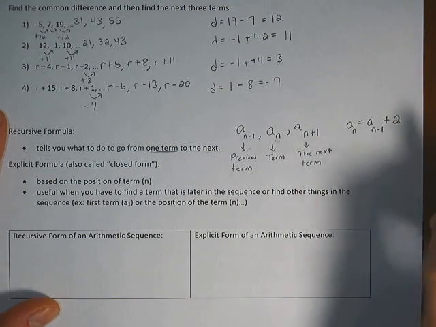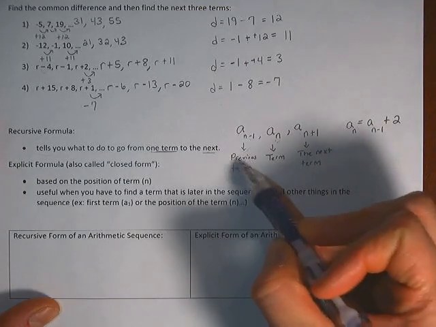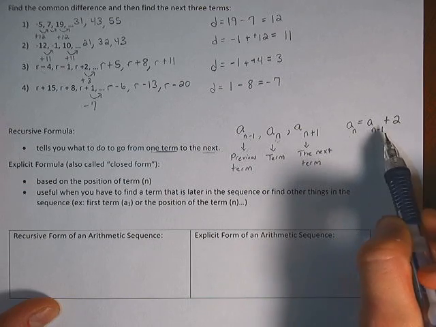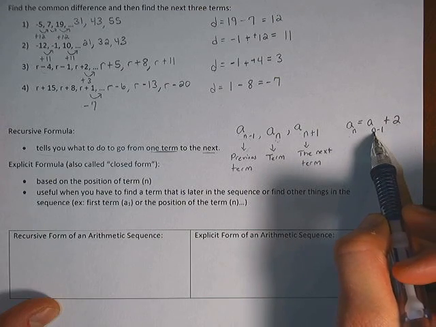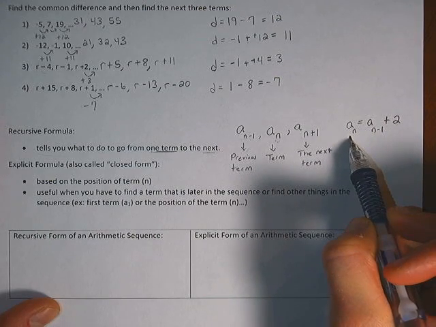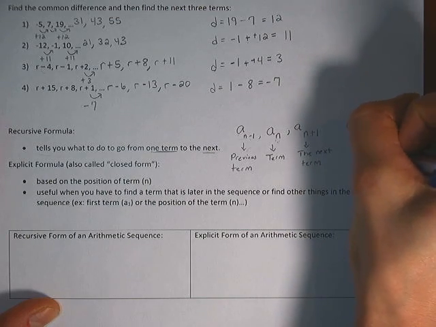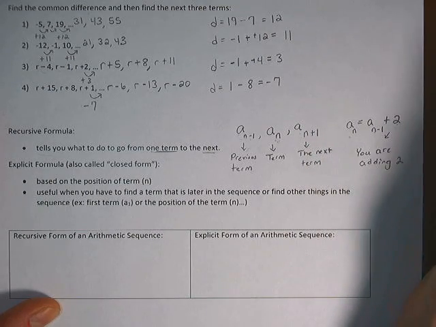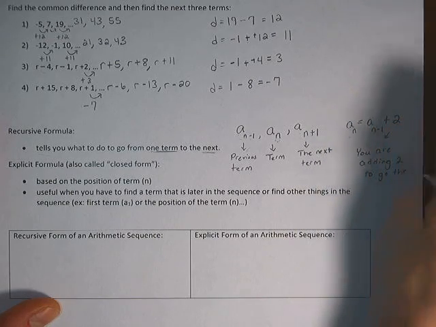So if you see an equation like that, that is a recursive equation, because remember, this previous term is the term right before that one. So what this is actually saying is you are adding 2 to the previous term to get the next term. Okay, so this means that the pattern is you are adding 2 to go to the next term, or to get the next term, I guess.